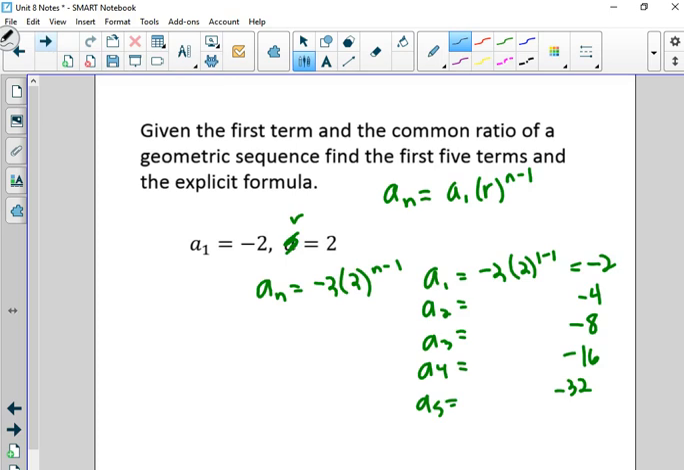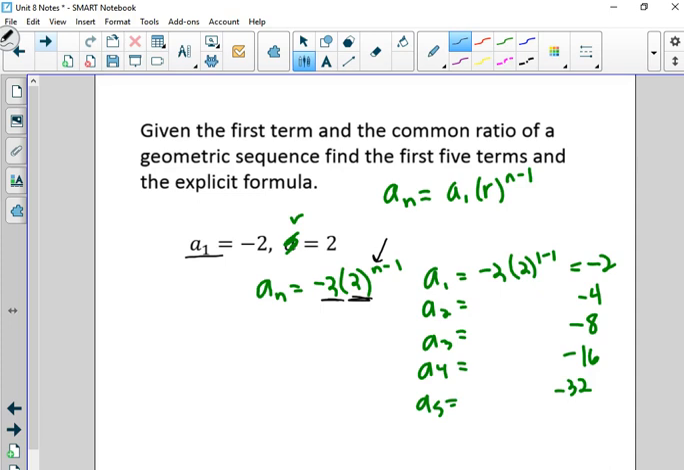Okay, so A1 is -2, R equals 2. That's a couple pages over. You might have to skip a couple and find this one in your packet. A1 is -2, R is 2. So we just plop the numbers in. A1 goes right here. R goes right here. There's my formula. Then, if it says find the first 5 terms, we're going to plop in right there 1, 2, 3, 4, 5.